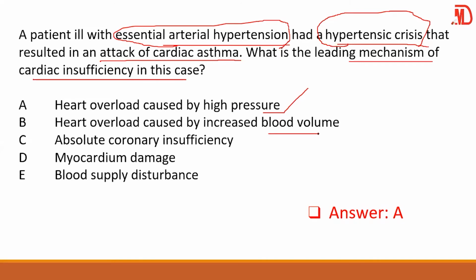But don't forget, they've already given you a clear history that this patient is having arterial hypertension. That means there's high blood pressure. So this could be caused by too much pressure. But of course, if there's too much pressure, definitely there will be too much blood volume. I don't know why they brought the two of them. However, the best one would be the high blood pressure, not the volume.